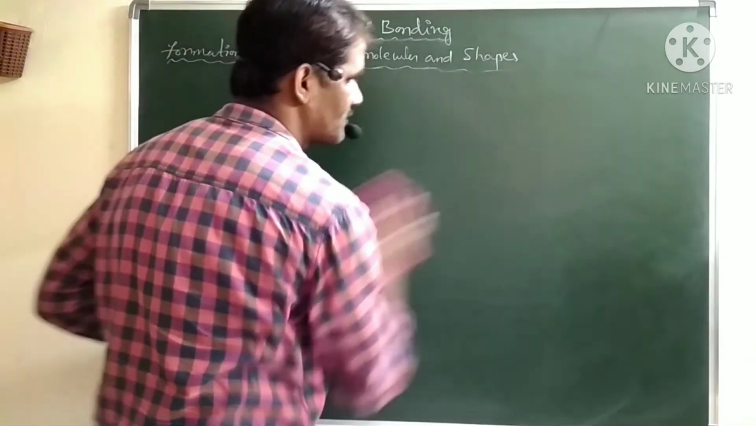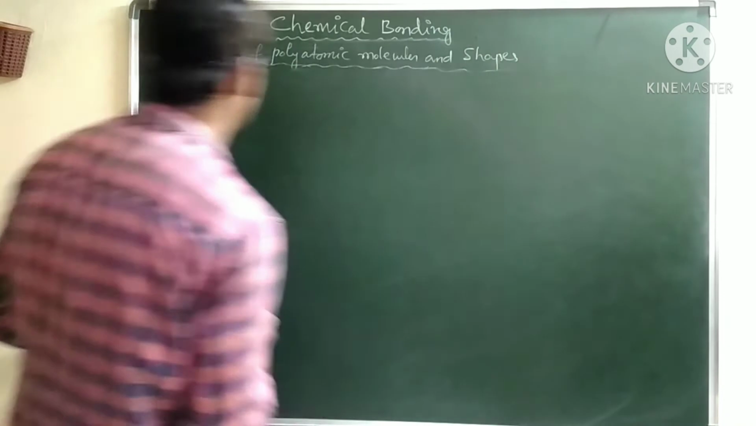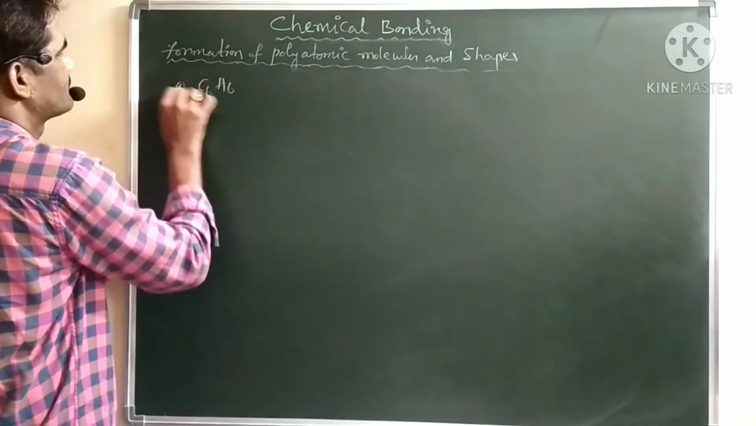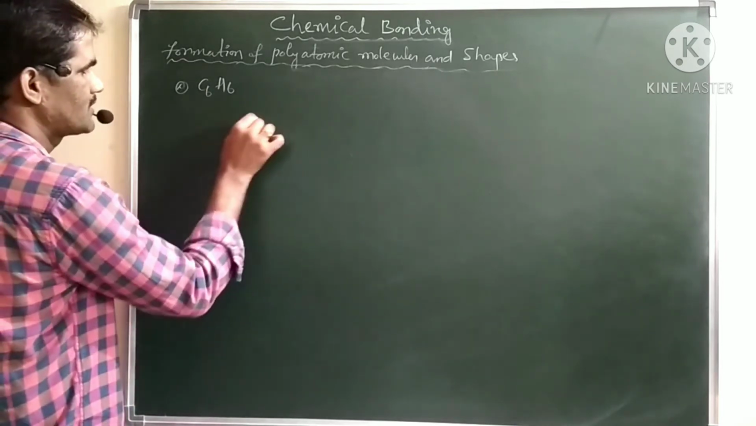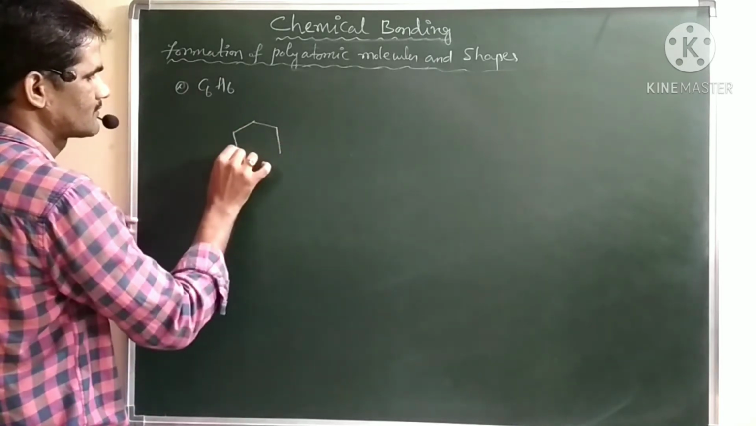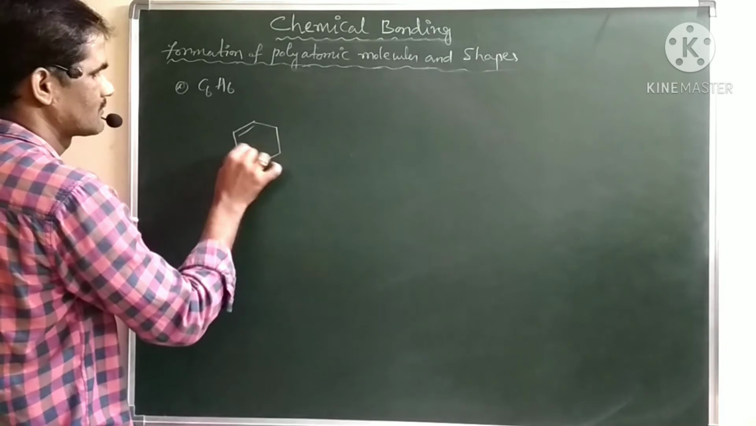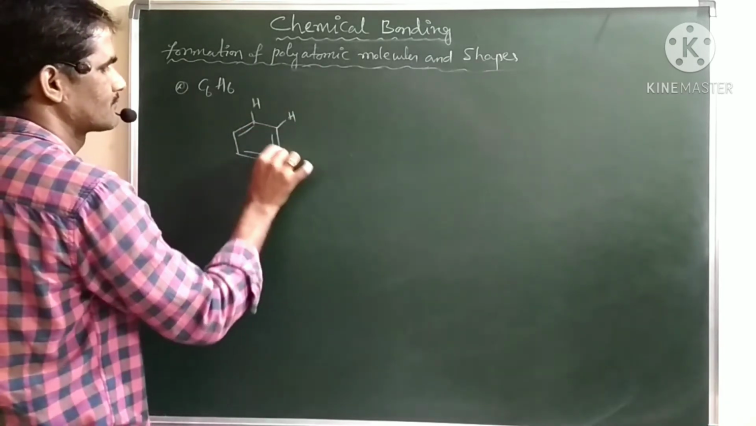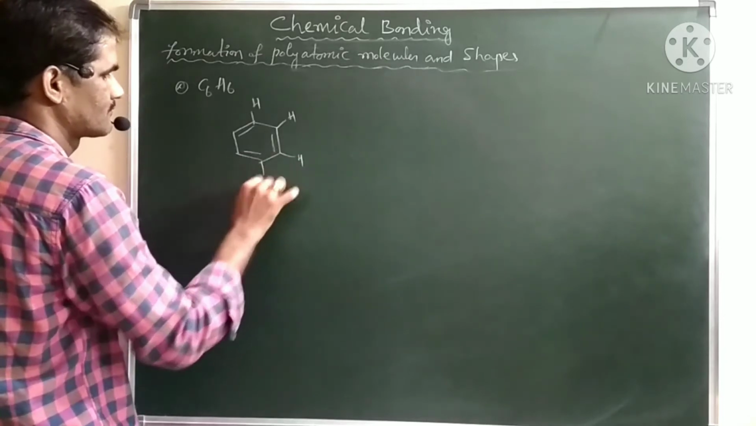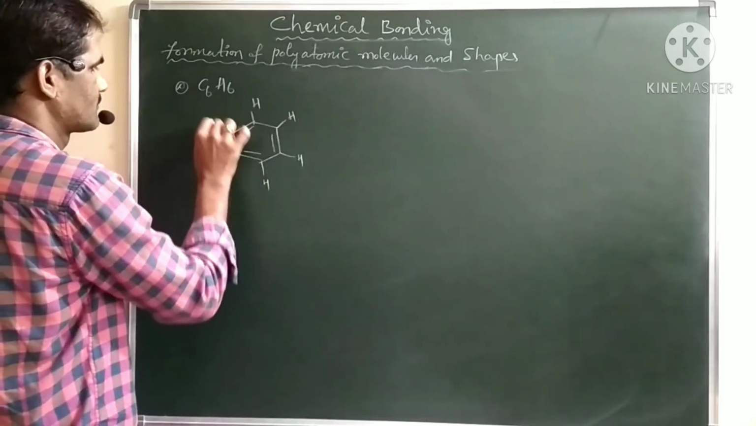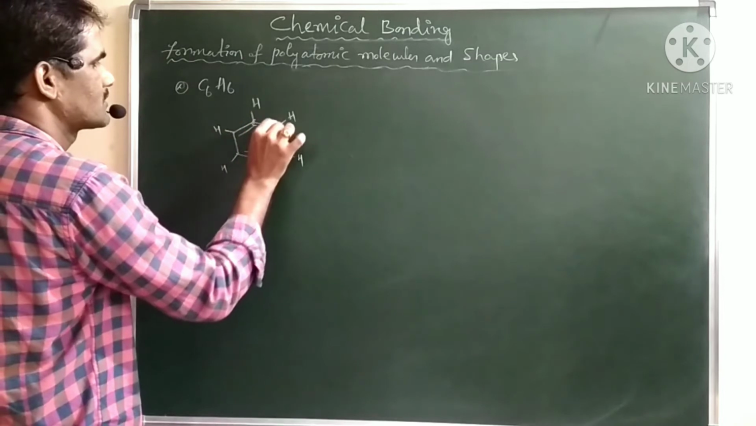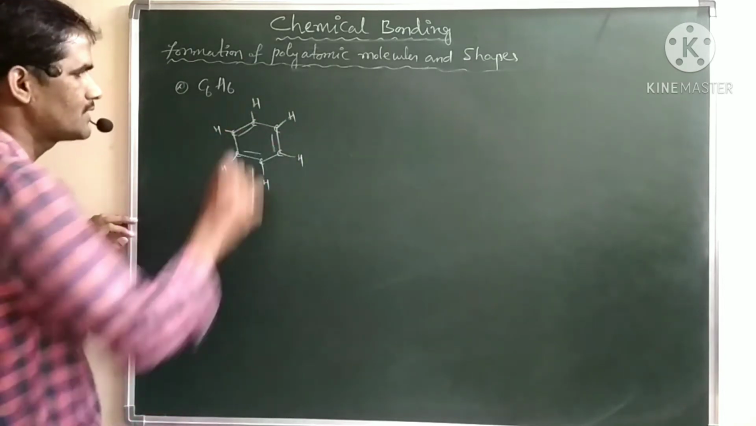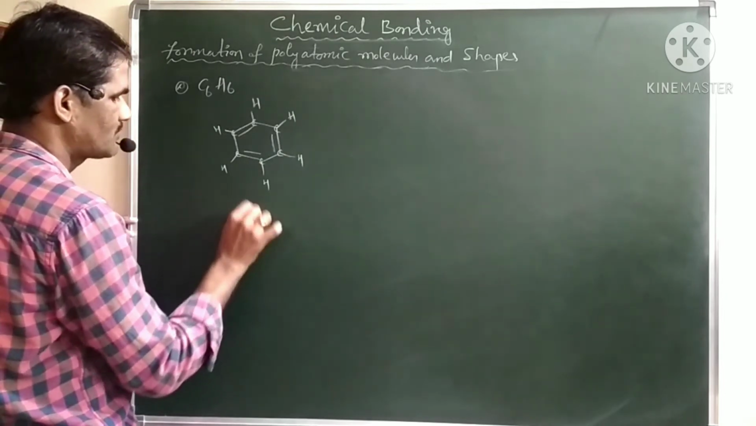Next we have the other molecules like benzene, C6H6. The structure of benzene is like this. And these are the 6 carbons. In benzene, each carbon will undergo sp2 hybridization.